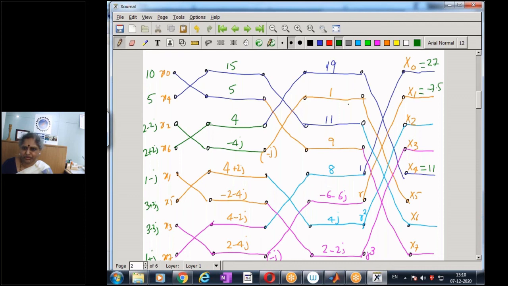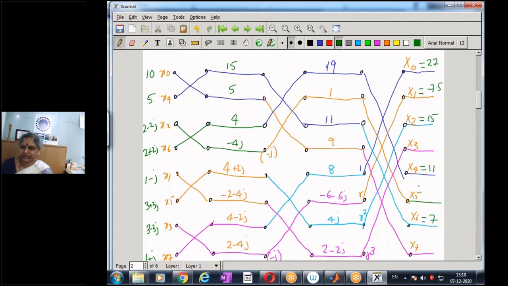Similarly, x2, if I want to compute, it is going to be 11 plus 4j into gamma squared. Gamma squared is minus j. So that is going to give me 11 plus 4, and that is going to be 15. And the other one, x of 6, 11 minus 4, that is going to be 7.